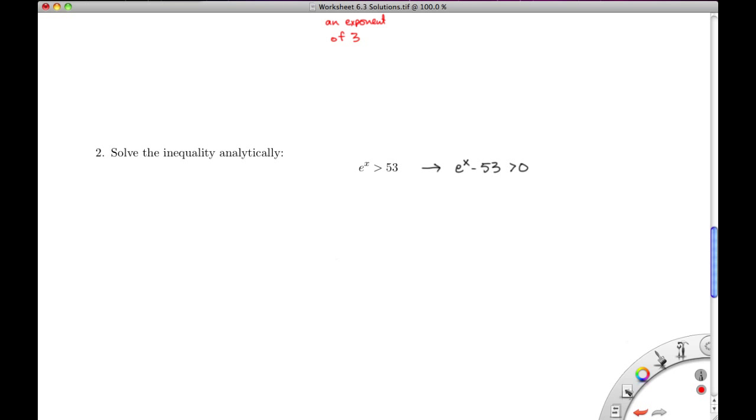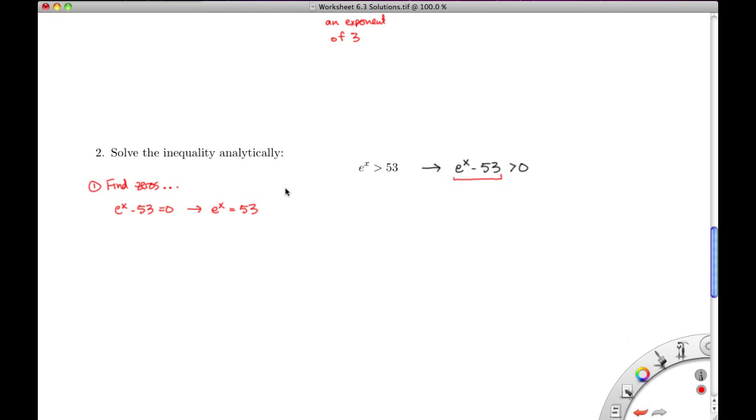So for our first step, we're going to find the zeros. This is going to be our function right here, what's isolated. We're going to take e to the x minus 53, set it equal to 0, and then solve for x. First thing we'll do is add 53. That's going to give us e to the x is equal to 53. And now we need to solve for x.